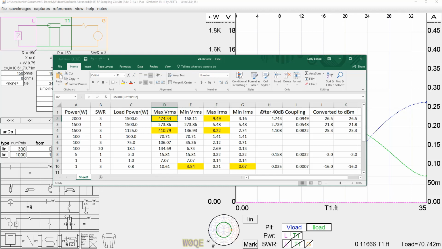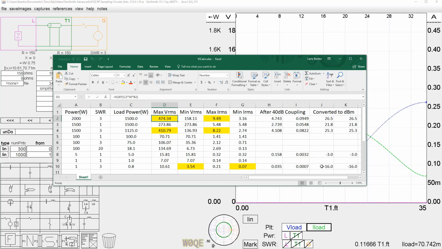So if we build a circuit that had a coupling factor of 40 dB, what we would see is our 474 volts would become 4.74 volts. Our 9 amps would become 94 milliamps. And down on the low side, our 3 volts would become 35 millivolts. And our 70 milliamps would become 0.7 milliamps. And if we drive a 50 ohm load with those values, we see that on the high end we have 26.5 dBm, and on the low end we have minus 16 dBm.